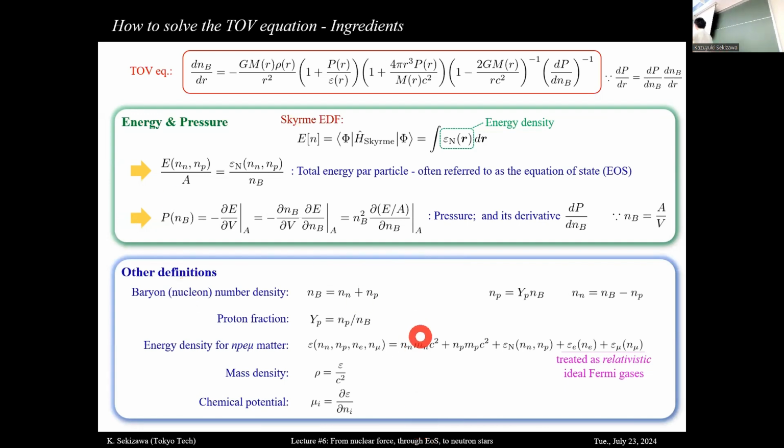And those are just definitions. The baryon number density is just a summation of neutron and proton number densities. And Yp is the so-called proton fraction, defined by this. And we have neutrons and protons and lepton gas, relativistic lepton gases. Through the nuclear interaction, we have this nuclear energy density function, which is related to this equation. So you have all the information to solve the TOV equation.